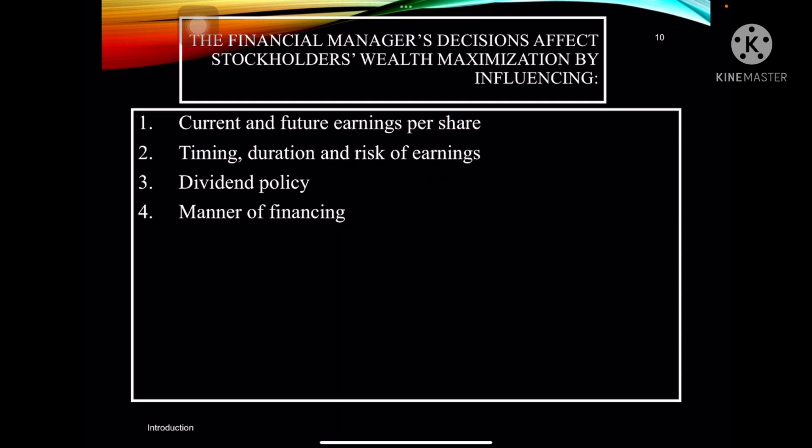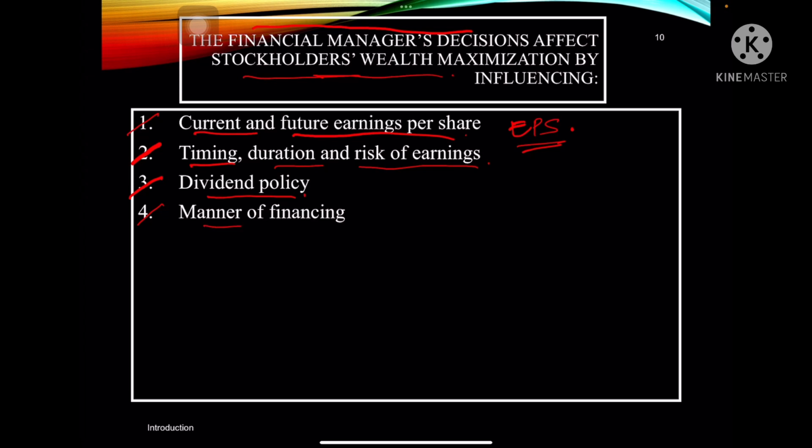The financial manager's decisions affect shareholders' wealth maximization. Whatever the decision of the financial manager, it will affect the shareholders' wealth. Number one is the current and future earnings per share. I think you already understand what earnings per share is: for one share, what the earnings are. Number two, the timing, duration, and risk of earnings, which will also be affected. Number three is the dividend policy, and number four is the manner of financing.